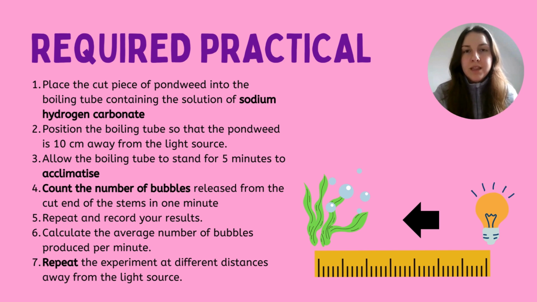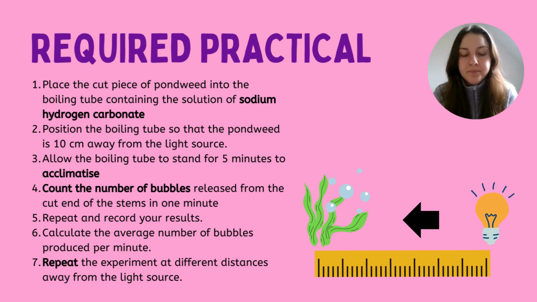You then want to repeat this so you get a few different readings of the same distance from the light source. And then you want to move your pondweed away from the light source by the same set increments. So let's say we start at 10 centimeters, we want to move the pondweed another 10, so 20, and then another 10, so 30, 40, 50, 60, etc. until you have a really good range of results. And this way, once you've got all your recordings, you'll be able to see how increasing the distance from the light source essentially affects the rate of photosynthesis.